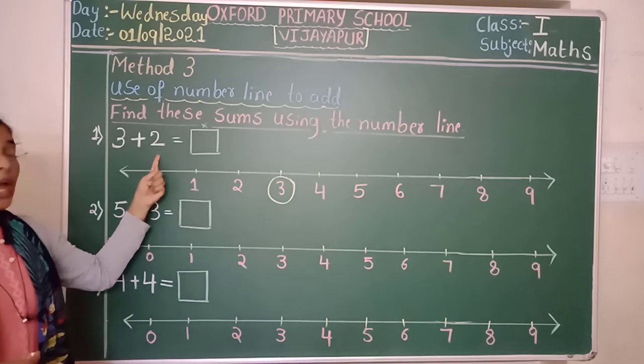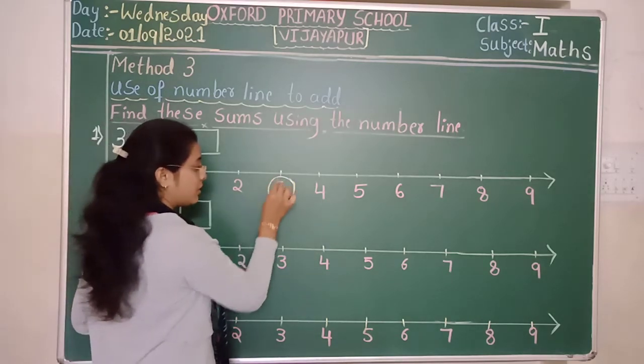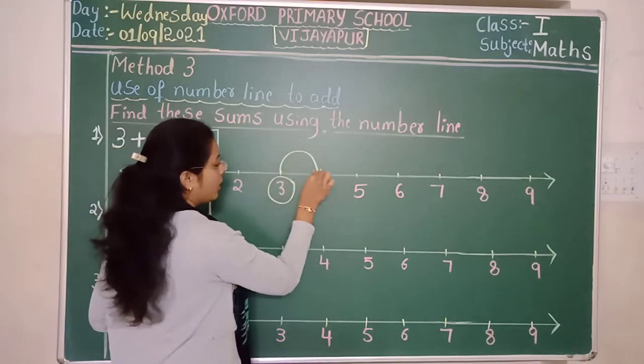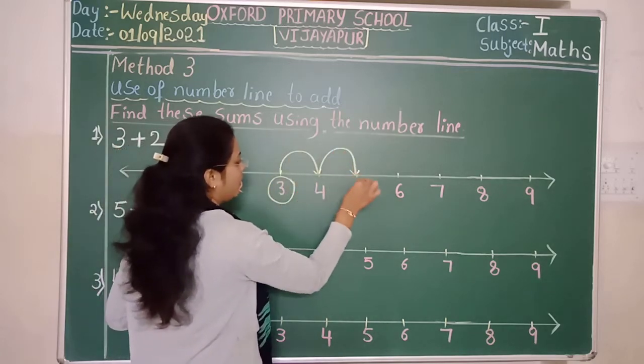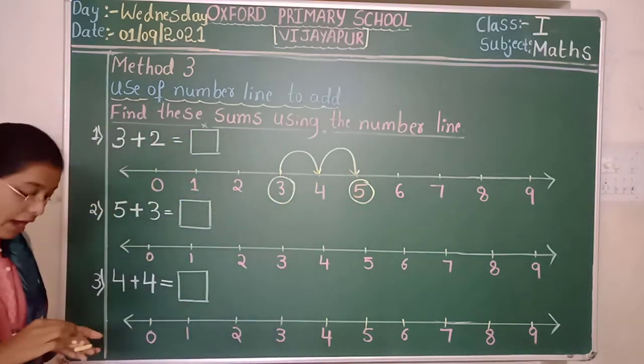Here added what we are having? 2 we are having. So we will take 2 jumps from this number. 1, 2. Okay. What we got the answer? We got the answer as 5.